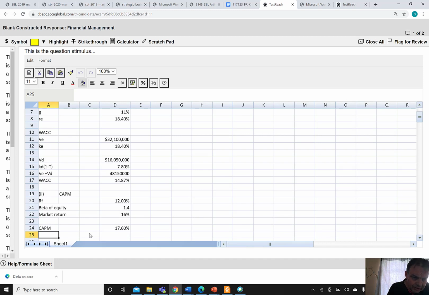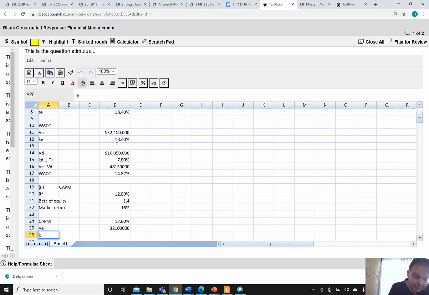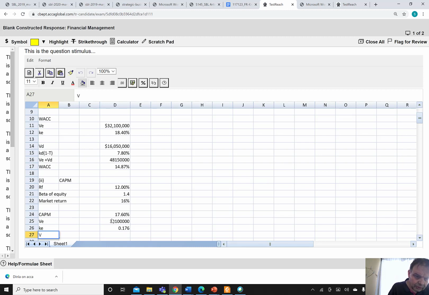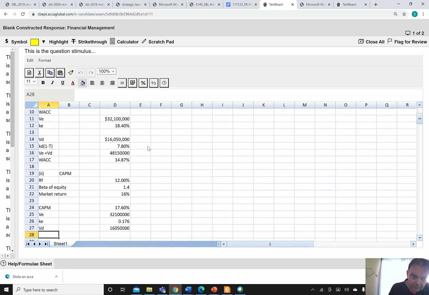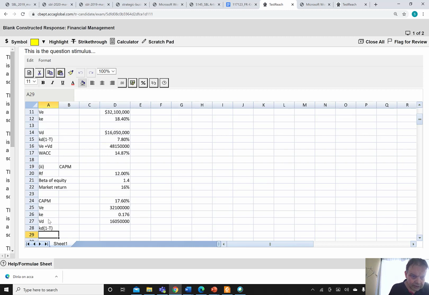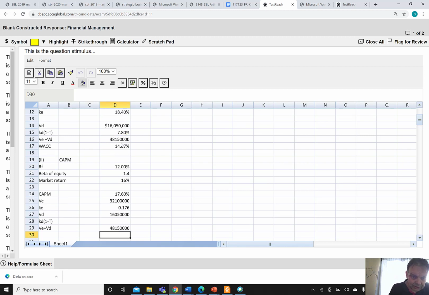So we know what our VE is. VE is the 32,100,000. Kaplan is the KE, but I'll put it in anyway. KE is the 17.6%. And what have we got there? Value of debt, we knew that already. It's the 16 million. And the cost of debt, well, I think I can even just copy that across. So that's cost of debt, and the VE plus the VD is there, and here's my cost of debt.